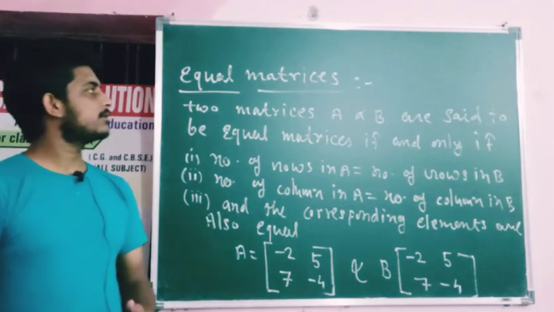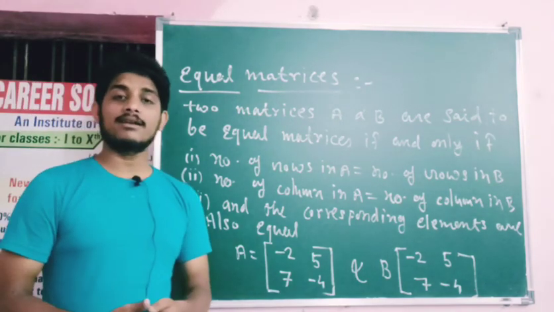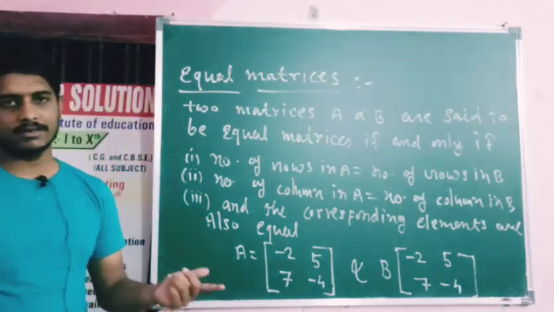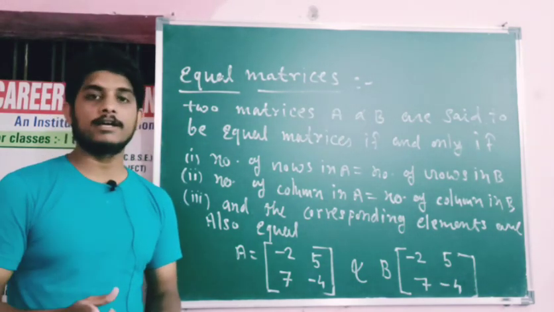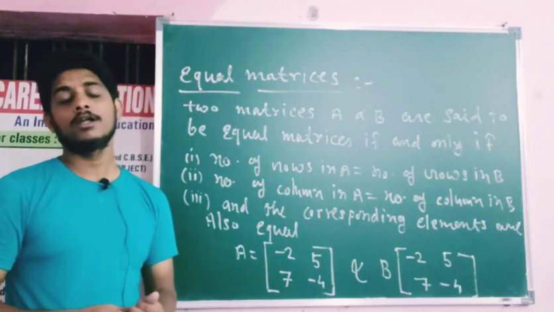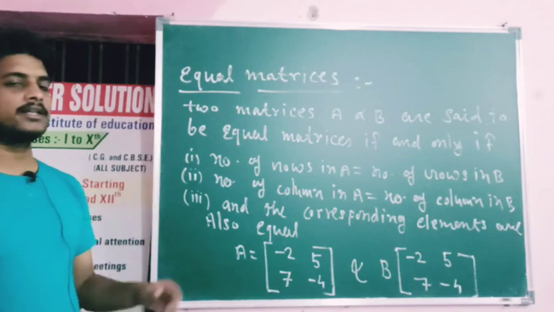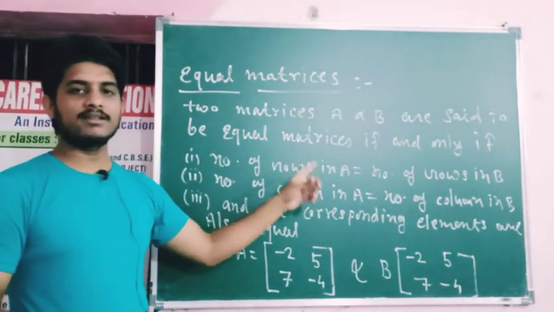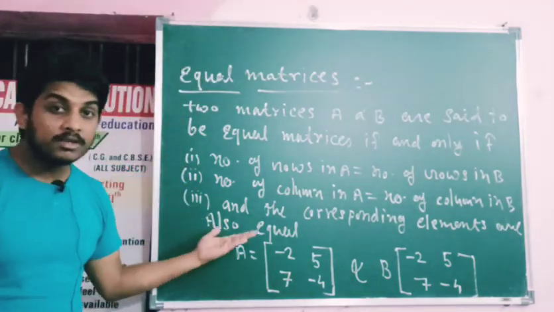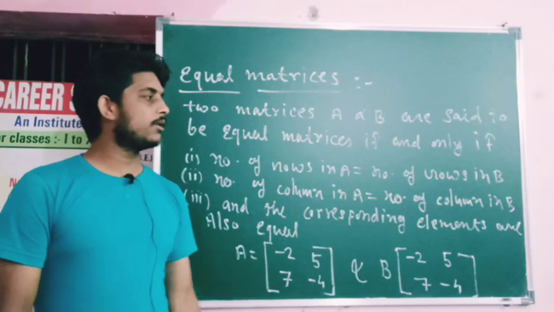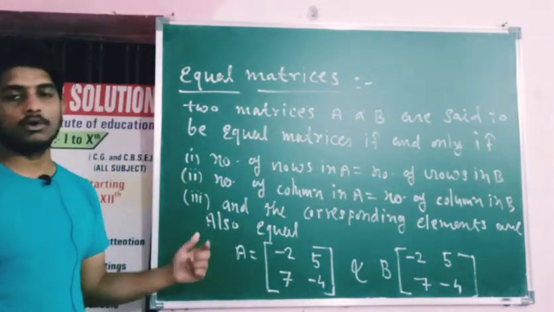Now we discuss equal matrices. What are equal matrices? Suppose I am taking 2 matrices A and B. Two matrices A and B are said to be equal if and only if, means there are criteria to be equal matrices. What would the criteria be? The first criterion is that the number of rows in matrix A is equal to the number of rows in matrix B. Similarly, the number of columns in matrix A will be equal to the number of columns in matrix B, and the corresponding elements are also equal.